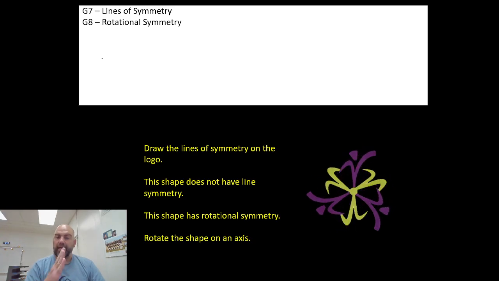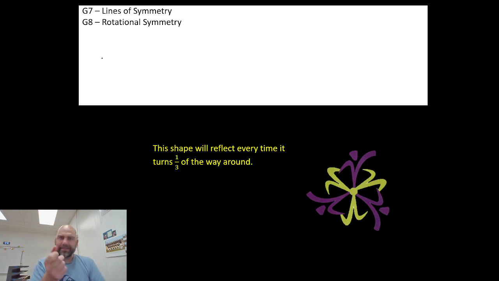Notice how it rotated a certain amount and then it ended up exactly on the right spot, right? So it rotated to exactly the same look on there. It has rotational symmetry. Okay, this shape is going to reflect every time it turns a third of the way around. So it could go like 3 times and always match up with the same thing. That's the way that it works rotationally. And we'll look at more examples as we get a little bit farther along.